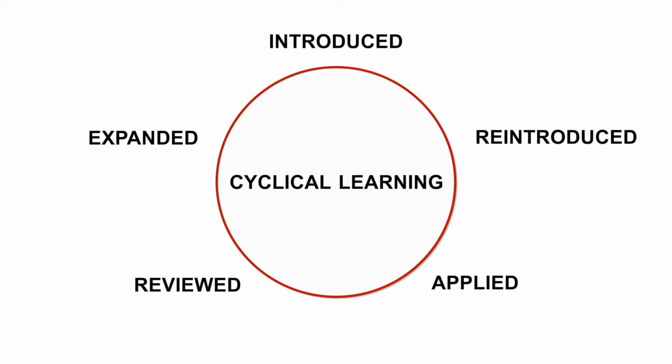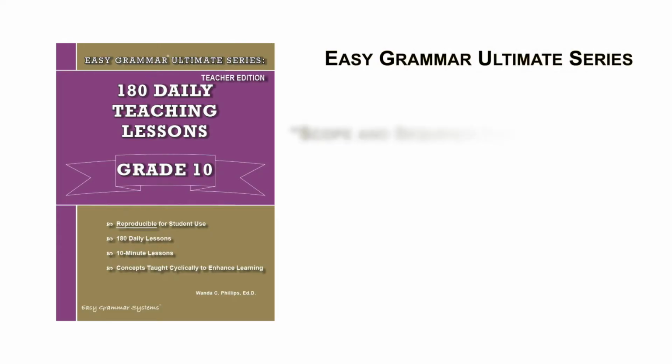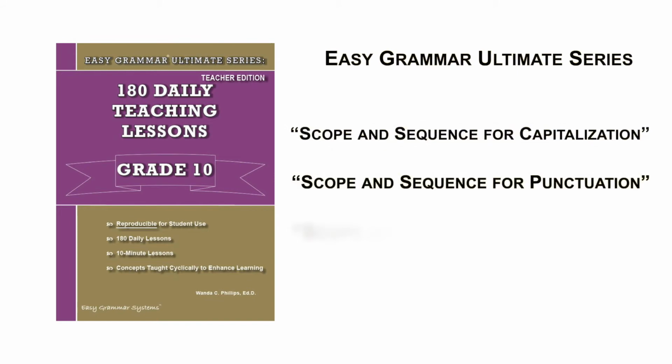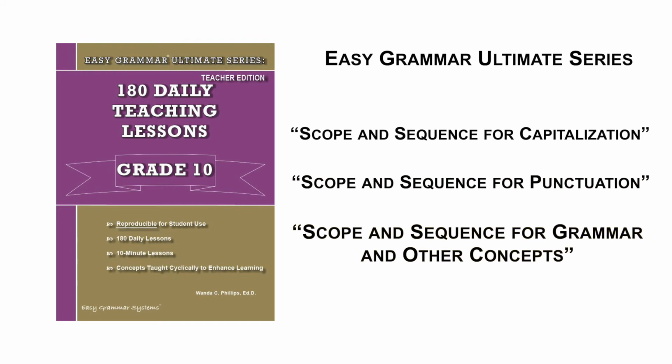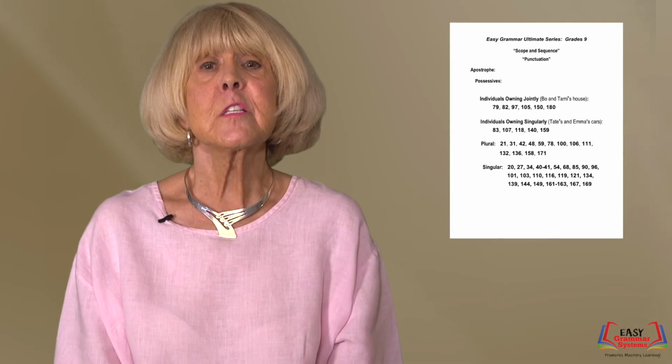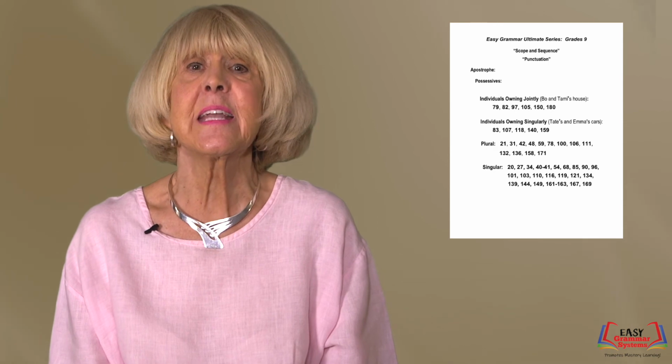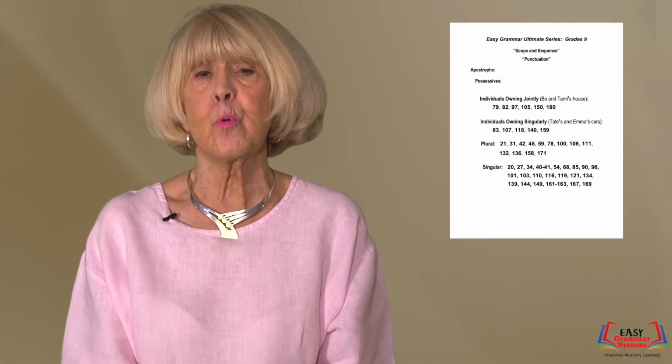New brain research agrees. To help you to visualize the exact content of each Easy Grammar Ultimate Series text, I have included a scope and sequence for capitalization, one for punctuation, and one for grammar and other concepts. You will find these at the beginning of each text. The scope and sequence reflects each concept included, and the number indicates the exact lessons on which they are presented.